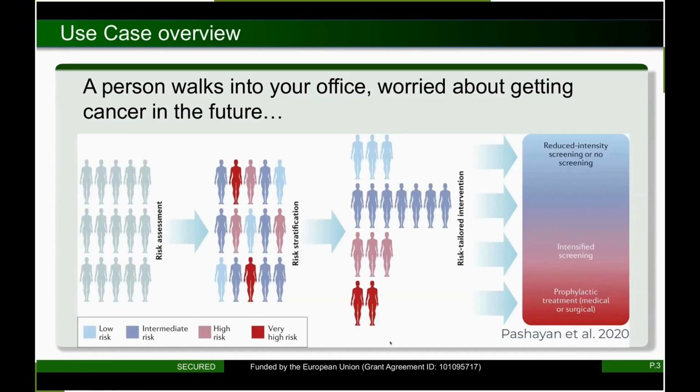Then we would have the 2 high risk groups, and one of them could, for example, receive a more intensified screening. And the very high risk group could, for example, even go as far as prophylactic treatments if those are available.